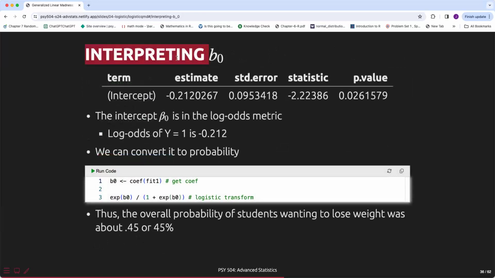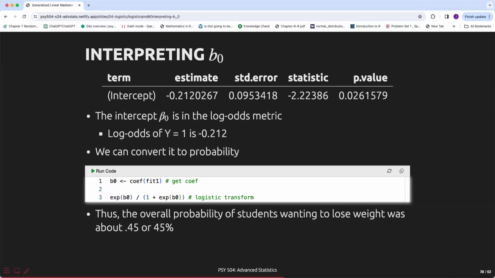All right, so let's go ahead and interpret our intercept value. We have an estimate of negative 0.21. We need to remember that we use this logit link function, so this is the log odds. The intercept is in the log odds metric. How we can interpret this, because there are no other predictors in the model, just the intercept, is that the log odds of y equals 1, or wanting to lose weight, is negative 0.21. So that's how we interpret that.